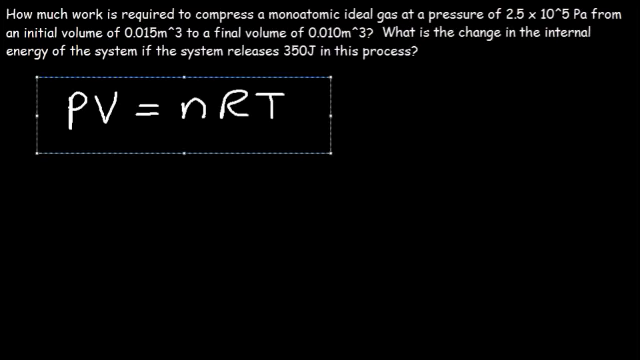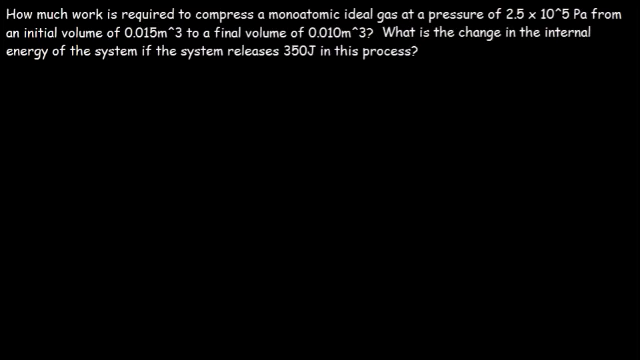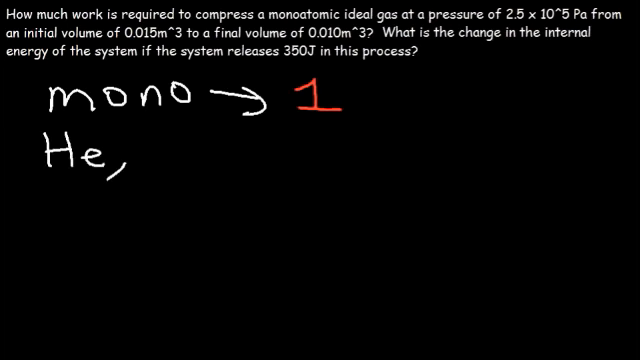Now, what about a monoatomic gas? What is that exactly? The prefix mono means one. A monoatomic gas is a gas that contains molecules that have a single atom. So noble gases such as helium, argon, and neon are monoatomic gases.